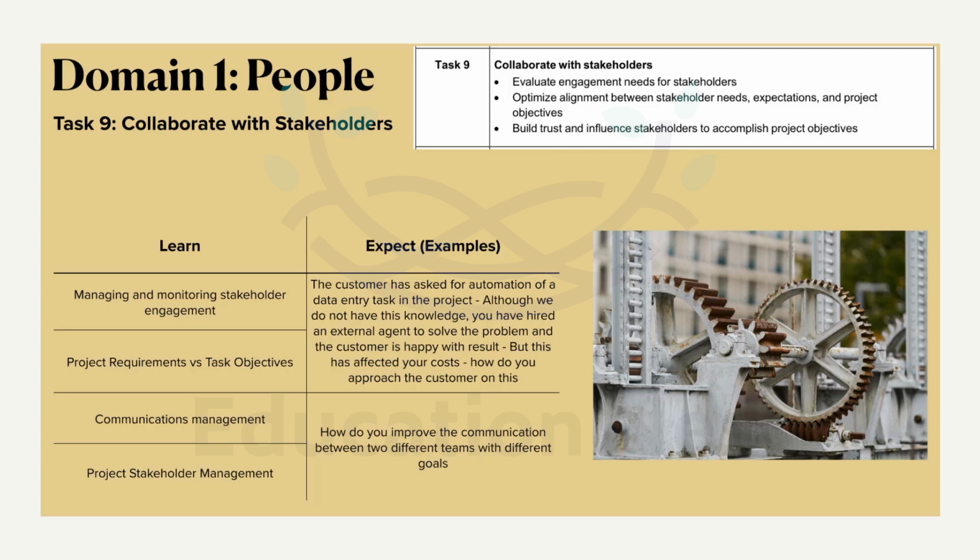A designer has to collaborate with the testing team to understand the correctness of a design, and a production engineer has to collaborate with the quality engineer to understand the effectiveness of his manufacturing process. So many examples can be given. As a project management task, let's read what PMI says. In this task, we have to evaluate the engagement needs for the stakeholders. We have to optimize the alignment between the stakeholder needs, expectations, and the project objectives. We have to build trust and influence the stakeholders to accomplish the project objectives.